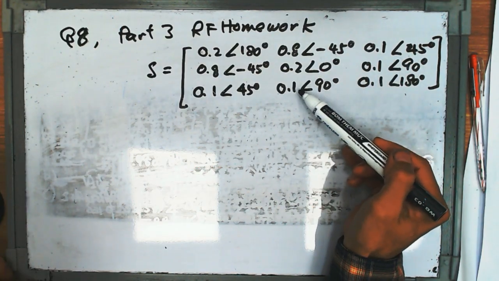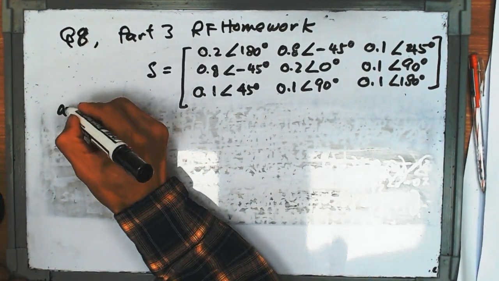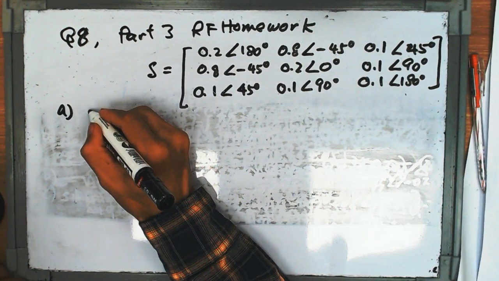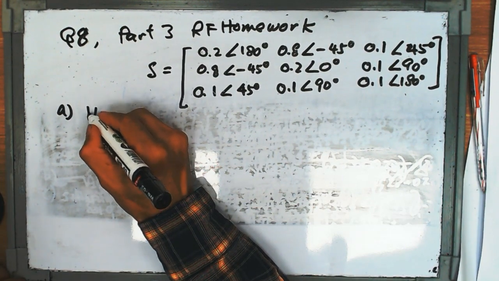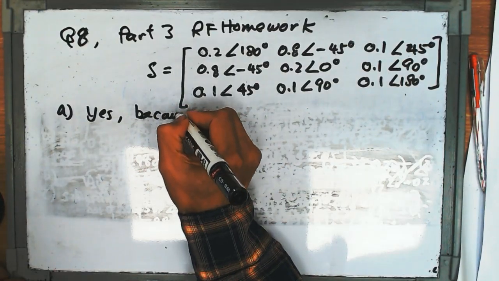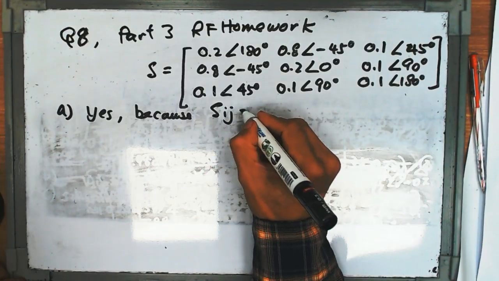So you can just say yes for part A, because Sij is equal to Sji.